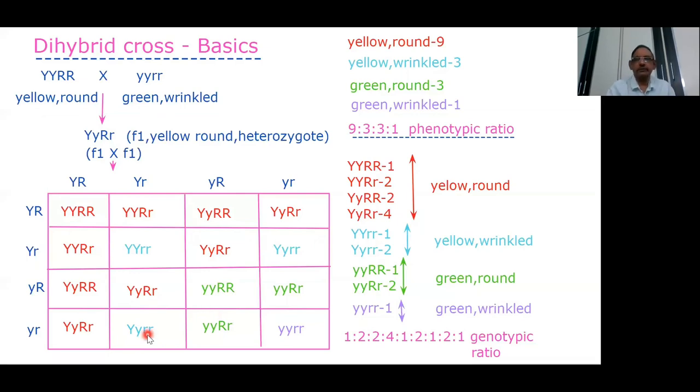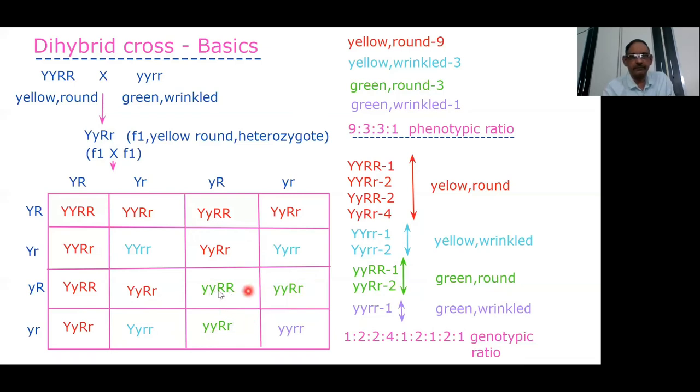Now we will look into how many types of genotypes there are among these yellow wrinkled phenotypes. They are three in number. One is a double homozygote, capital Y, small r, and two are heterozygotes for the Y factor and homozygotes for the R factor. They are two in number. So the genotypic ratio of one Mendelian recombinant, yellow wrinkled, is 1:2. Similarly, if we switch over to green round, the second Mendelian recombinant, they are also obtained in a 1:2 genotypic ratio.